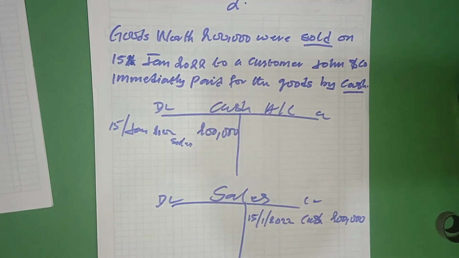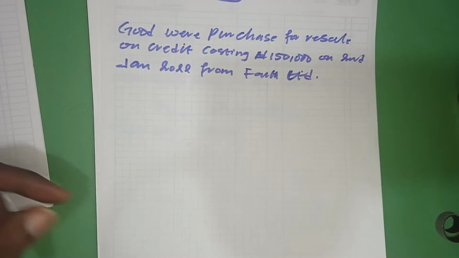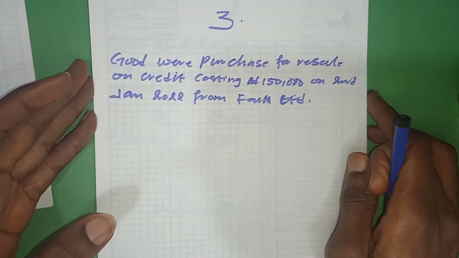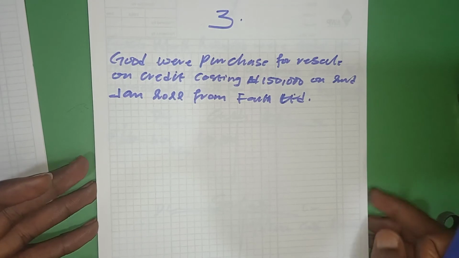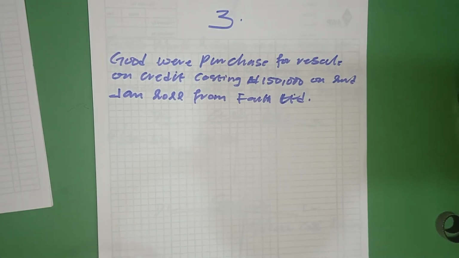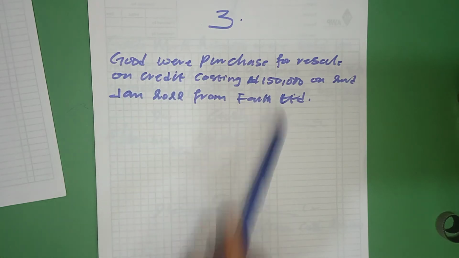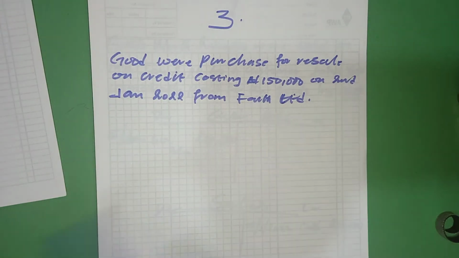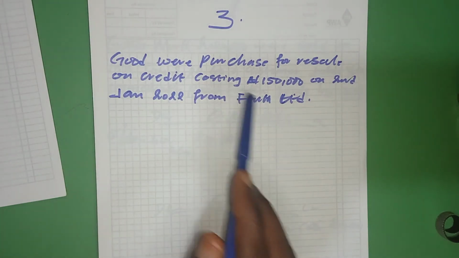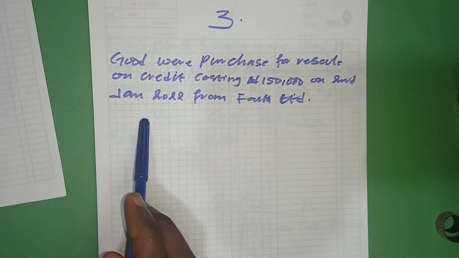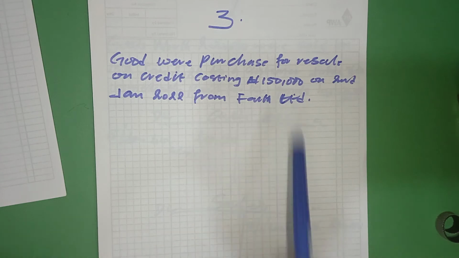Now, let's go to the third question. We are going to solve questions here so that whichever you see, you can analyze it and solve it yourself. Now, goods were purchased for resale on credit costing 150,000 naira on 2nd January 2022 from Faith Limited.